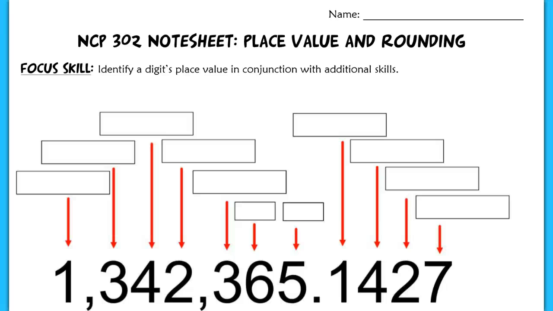This lesson is for NCP 302. Our focus skill for today is to identify a digit's place value in conjunction with other skills. You're going to see some word problems, and you're also going to see some rounding in this section.